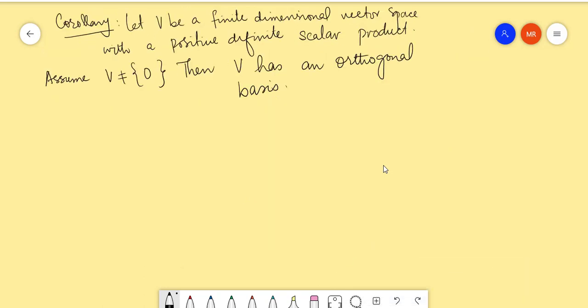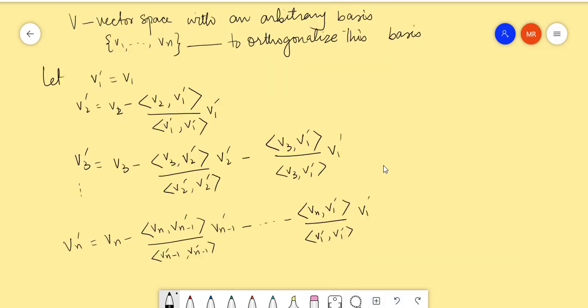And we have a corollary of the previous theorem: any finite dimensional vector space with a positive definite scalar product, and assume that the vector space is a non-trivial vector space, then V has an orthogonal basis. And the process that we discussed earlier can be summarized as follows. So let V be a vector space with an arbitrary basis V1 up to Vn. And the problem is to orthogonalize this basis. So how do we orthogonalize this basis?